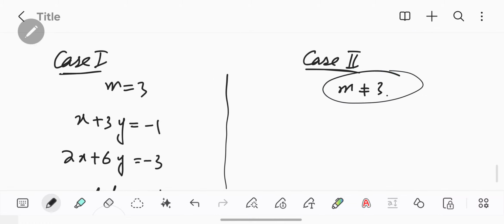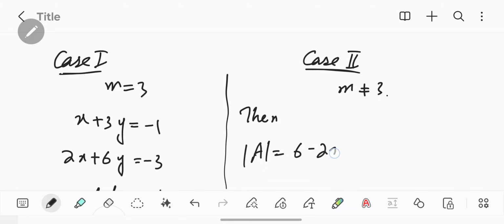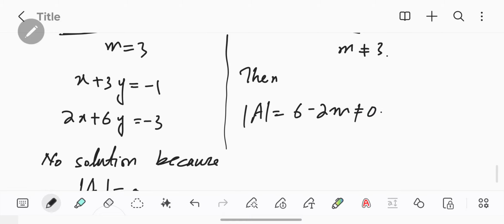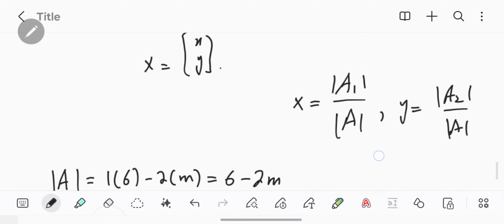Now we are interested in the case where we have a solution. If m is not equal to 3, then what is the determinant? The determinant is 6 minus 2m. Since m is not 3, it cannot be 0, because 2 times any number other than 3 will not make 6. So 6 minus a number other than 6 will not be 0. When the determinant cannot be 0, the system has a solution, and then we can use Cramer's rule.